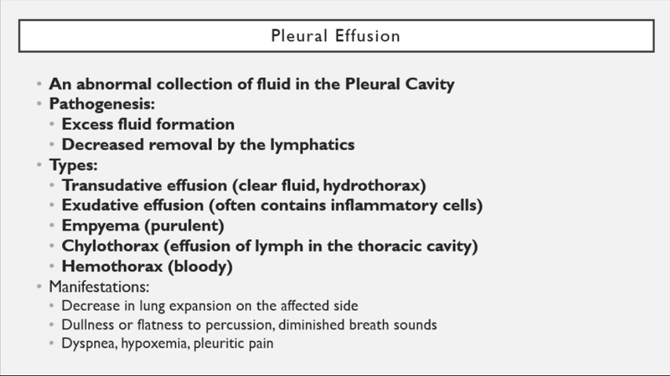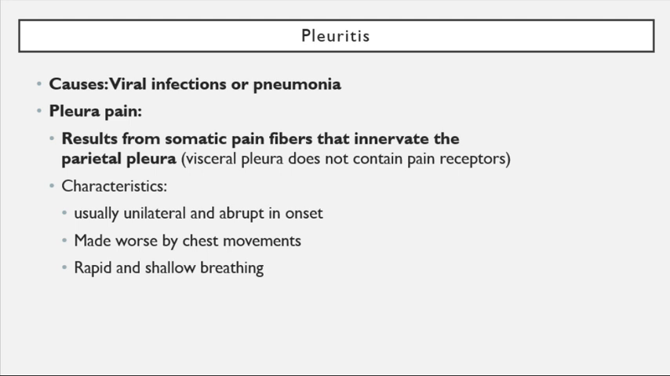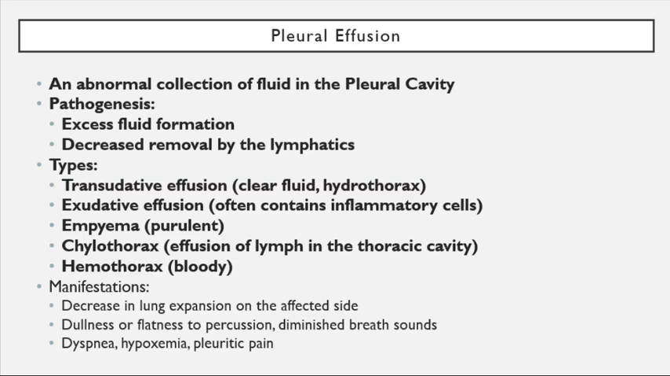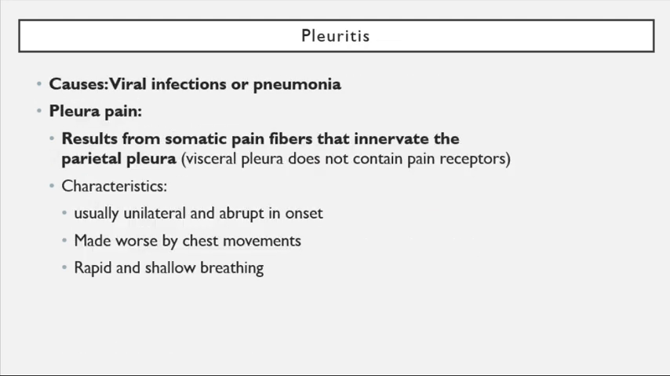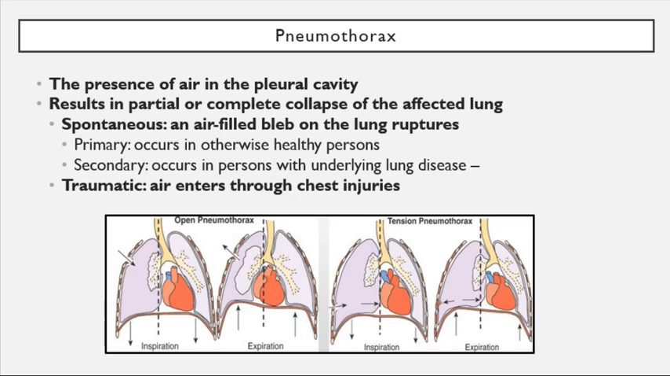But there's decreases in lung expansion. Big picture, what I want y'all to get is that when your lungs can't expand, you can't get the same amount of oxygen. Pleuritis and pleural effusion are just two different ways that your lungs can't expand. Pleuritis is because of inflammation of the pleura, while pleural effusion is just a collection of fluid in the pleura.